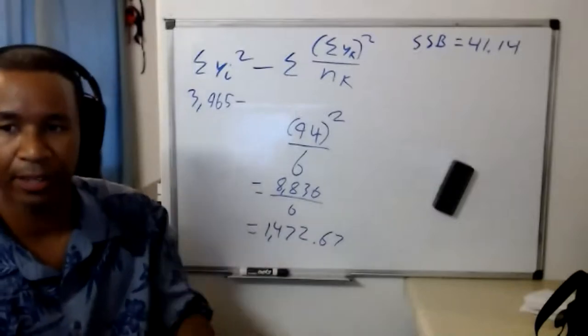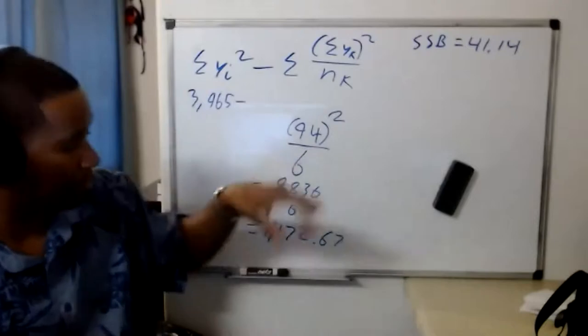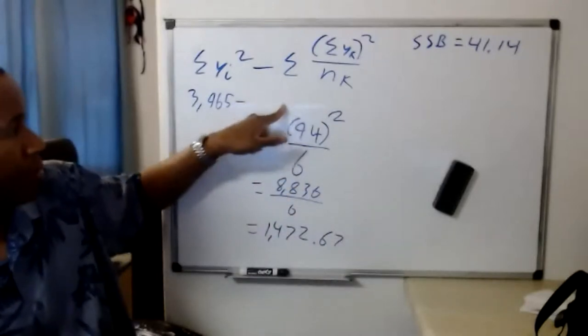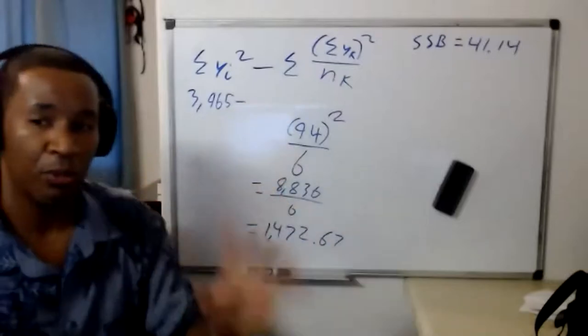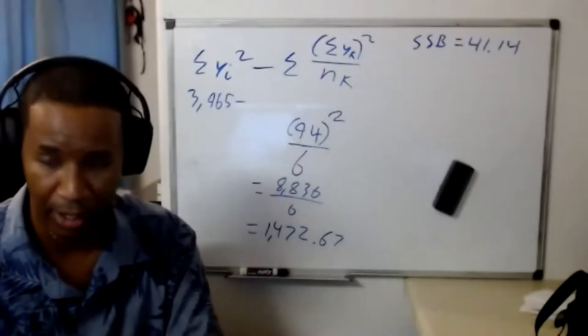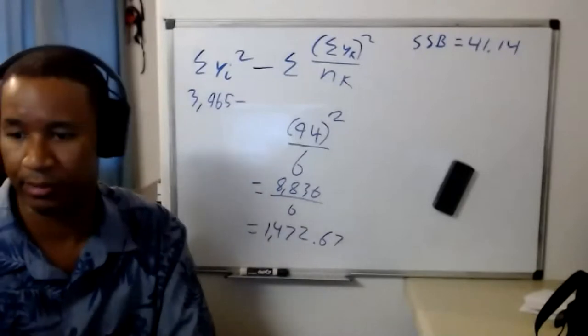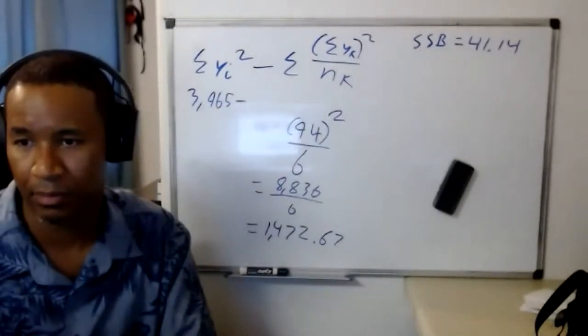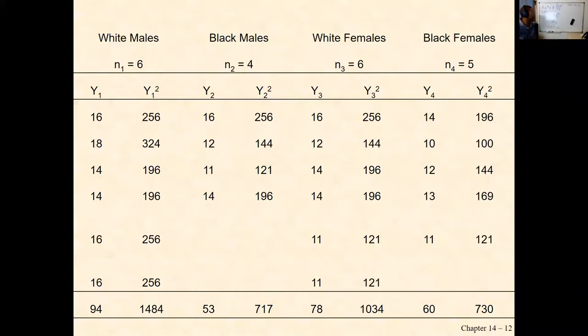Okay, why don't y'all go ahead and knock out the other three, add them up, and once you add all those numbers up, put it here, so subtract it from 3,965. Once you do that, you get your SSW. So why don't I go ahead and take a couple of minutes for that. And when you think you got the final answer, just let me know, and I'll see if you are right.